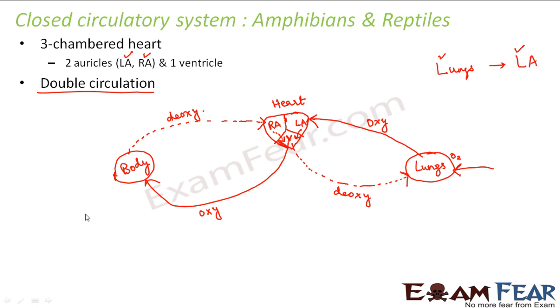So now in this case, what is the advantage you feel when you have three chambers? I mean, why did they separate the auricles into two separate chambers, left auricle and right auricle? Because once we have segregated the auricles into two separate chambers, we have actually segregated the oxygenated and deoxygenated blood. So here you can see that left auricle will always deal with the oxygenated blood and right auricle will always deal with the deoxygenated blood. There will be no mixing at all.